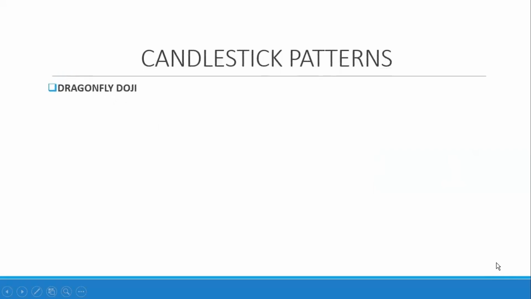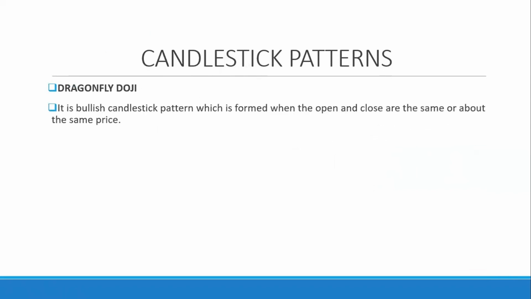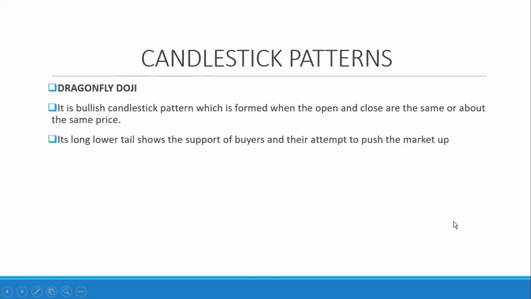Now let's look at the Dragonfly Doji. When you talk about Dragonfly Doji, it's a bullish candlestick pattern, which is formed when the open and close are the same or about the same price. Its longer lower tail shows the support of buyers and their attempt to push the market up.